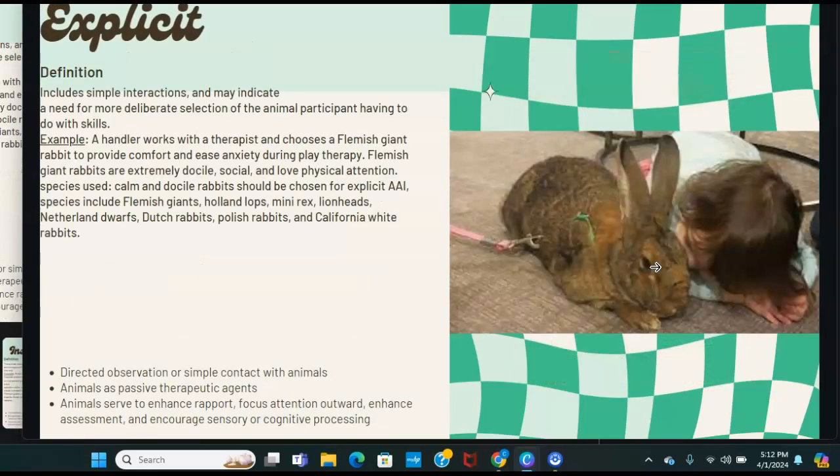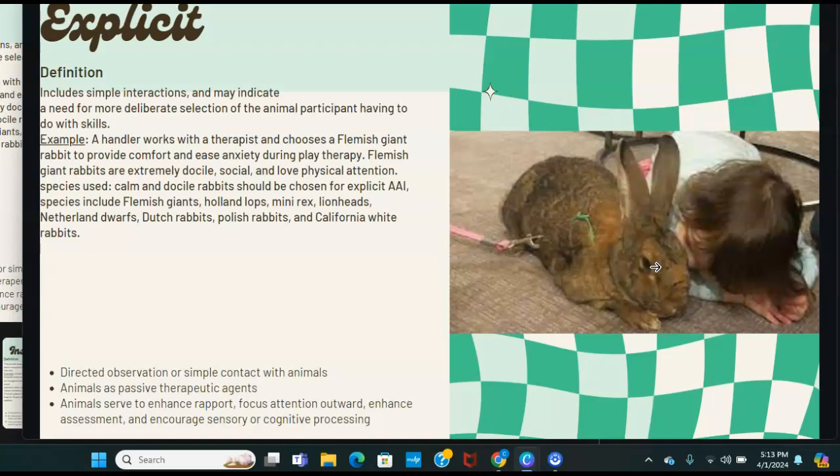So moving forward to explicit. The definition includes simple interactions and may indicate a need for more deliberate selection of the animal participant having to do with skills. An example of this would be a handler works with a therapist and chooses a Flemish giant rabbit to provide comfort and ease anxiety during play therapy. Flemish giant rabbits are extremely docile, social, and love physical attention. So this is extremely important, and this would be explicit because this specific breed of rabbit is used for a specific goal.